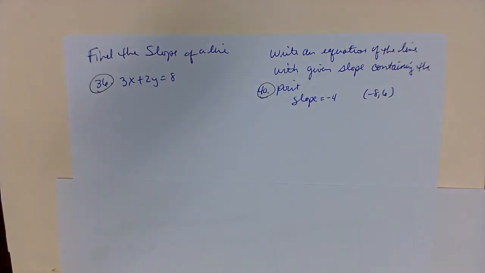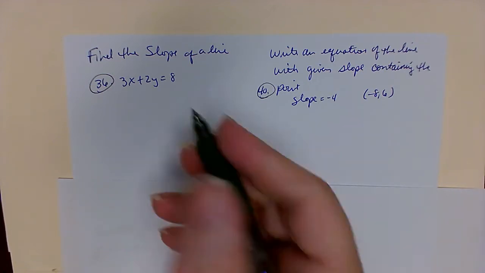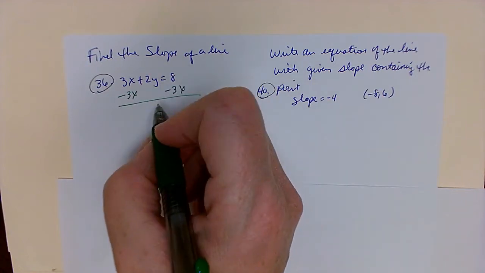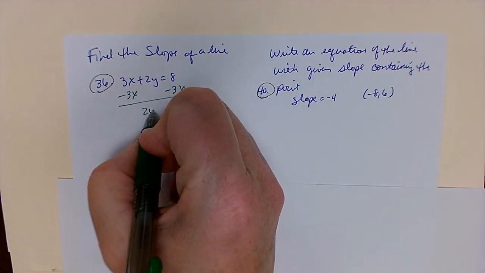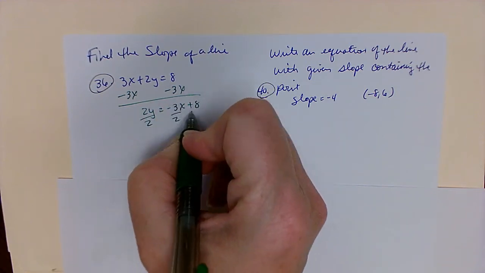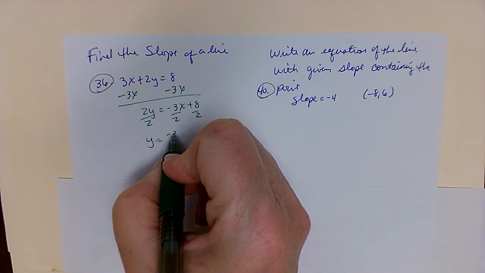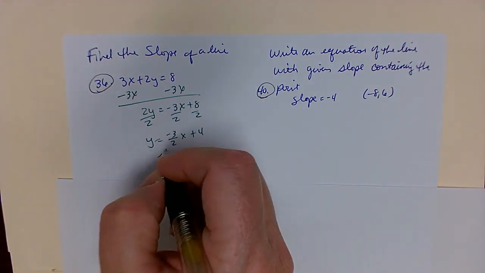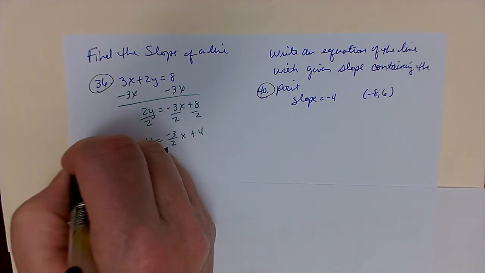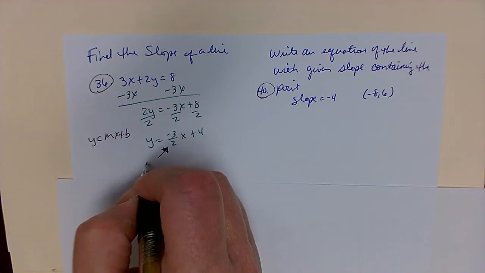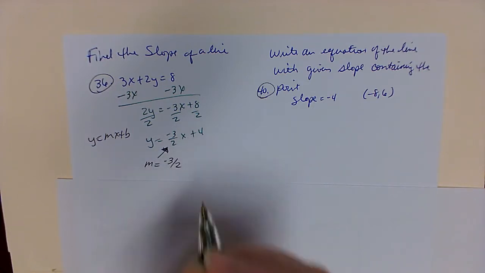All right, so here we are looking at finding the slope of the line. And so we're going to start off by solving for y because we want to do y equals mx plus b so that we can figure out what the slope is. So give me 2y is equal to negative 3x plus 8. Divide each term by 2 and you get y is equal to negative 3 halves x plus 4. This is my slope right here. Because we are in y equals mx plus b format, this is my m equal to negative 3 halves.